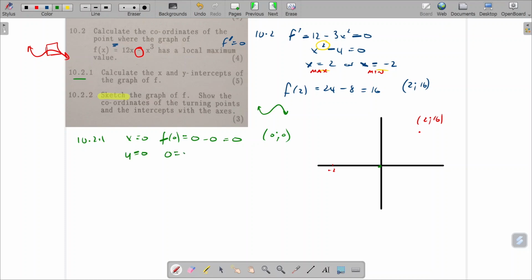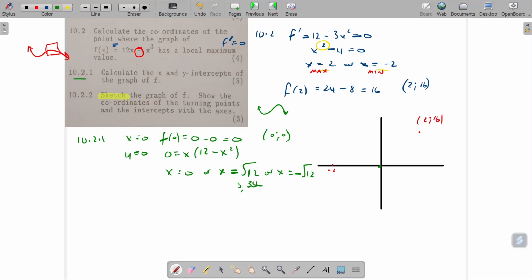So 0 equals x times 12 minus x squared. So again, we're going to get x equals 0, or x equals the square root of 12, or x equals minus the square root of 12. Remembering that the square root of 12 will be 3 comma something. Let's have a quick look on the calculator. Square root of 12 equals 3.46. I would leave it as the square root of 12 on my diagram.